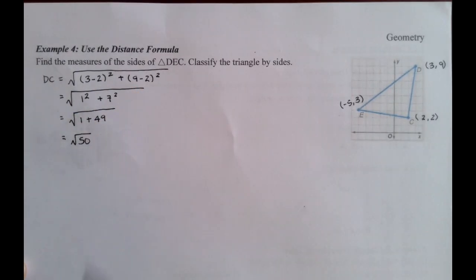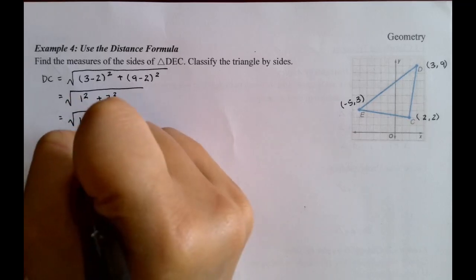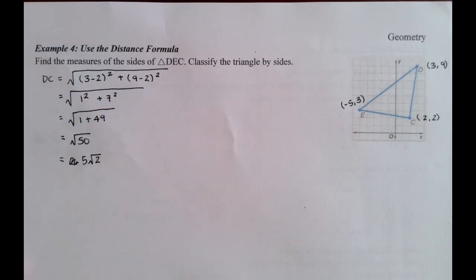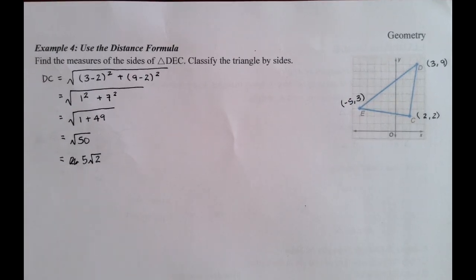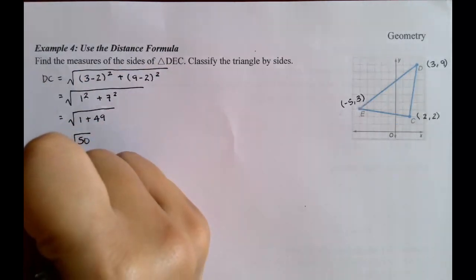Right? Simplify my square root of 50. That is 5 square root of 2, because 50 is 25 times 2, and 25 is a perfect square. So that's the length of DC. Then I'm going to try the next one, CE.